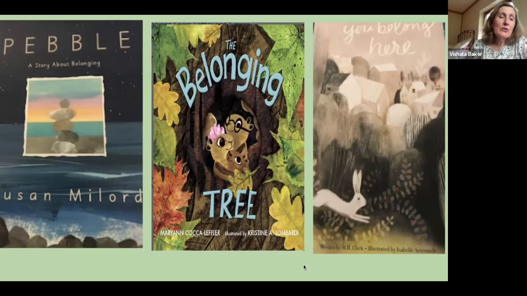And the older students, even though they seem like stories for little kids, again, you use that as a way to get them writing. You read the story and then you give a prompt for them to write their own story. Or you read the story and you ask the kids to tell a story if they can't write it. Tell their own story about belonging.